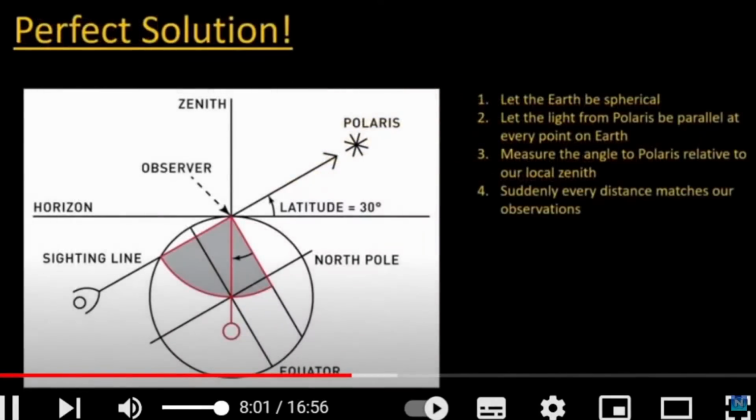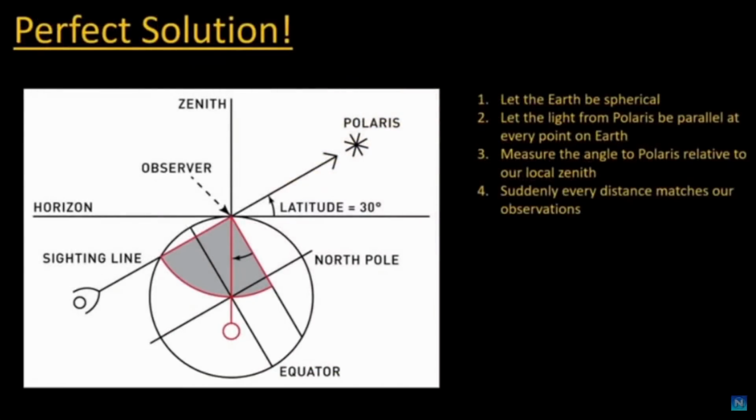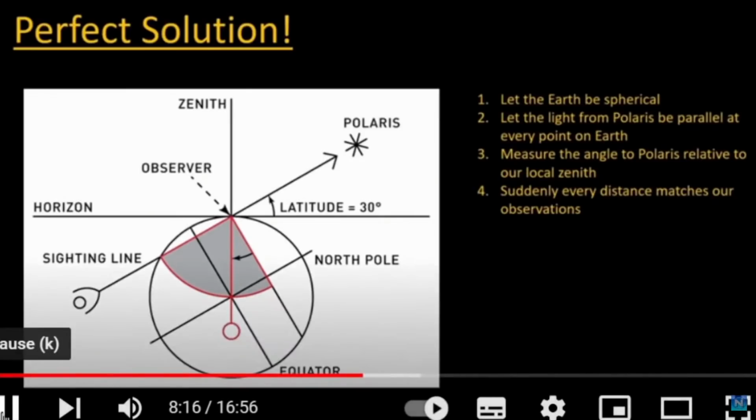You guys can't explain this. But I've got the perfect solution. Let the Earth be spherical. Let the light coming from Polaris be parallel at every point on Earth, as we know it to be. Measure the angle to Polaris relative to our local zenith. Yeah, you're going to need a flat plane for that. Angle? Yeah, you need a flat plane. Can't have a curved adjacent.